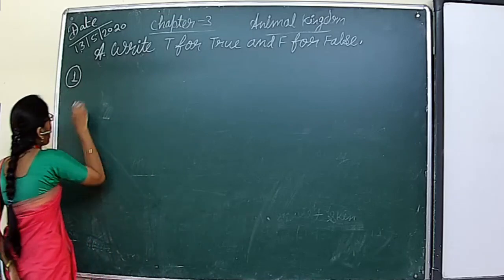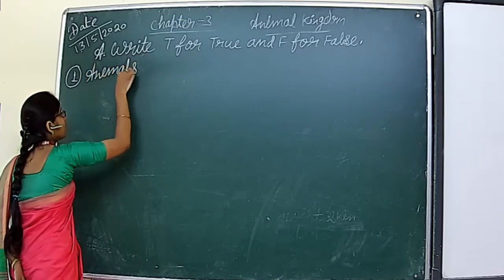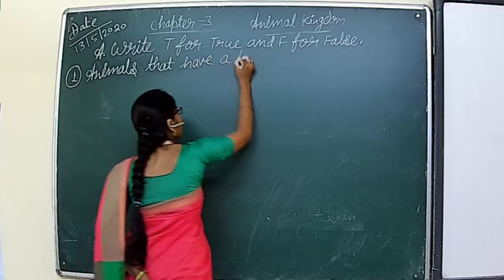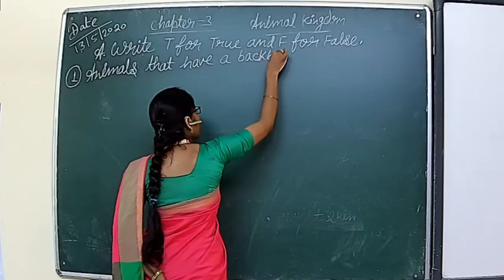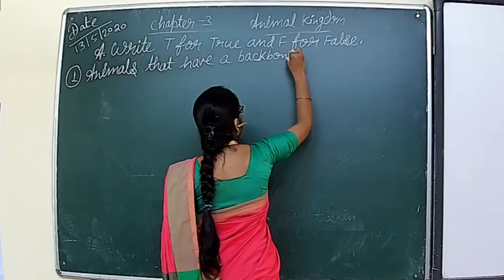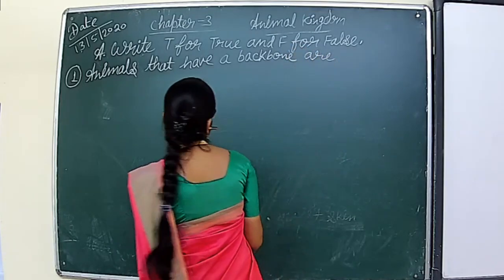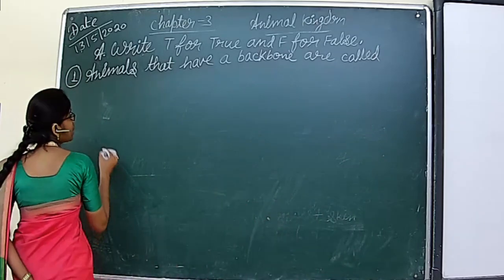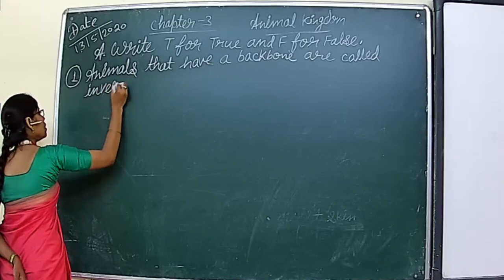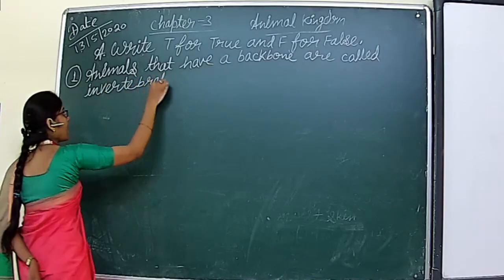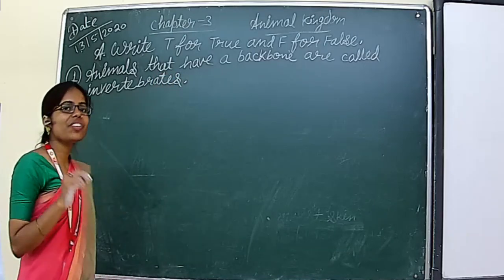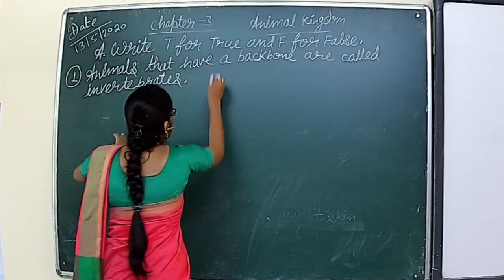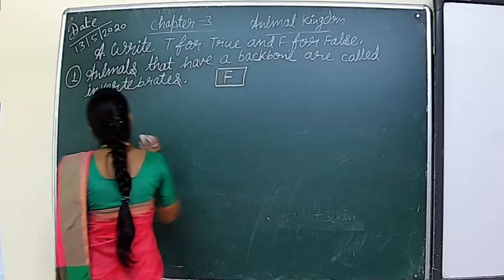Write it. Animals that have a backbone are called invertebrates. First question is this. Now only we studied that animals that have a backbone are called vertebrates. It means this is false. Then what do we have to write? F.